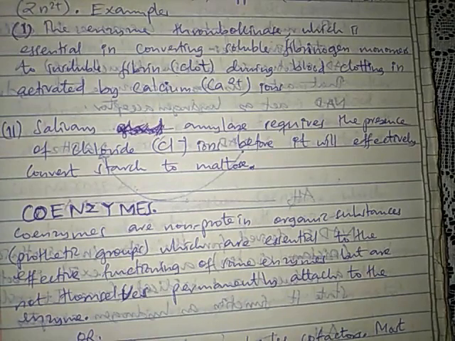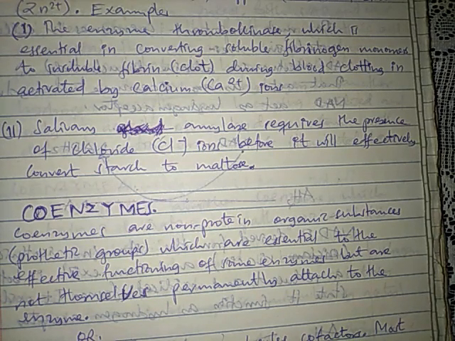And the second example for activator is salivary amylase, which requires the presence of chloride ions before it will effectively convert starch to maltose. And the presence of chloride ions in the mouth, it is very easy to get chloride ions because we normally consume salt which contains sodium chloride.